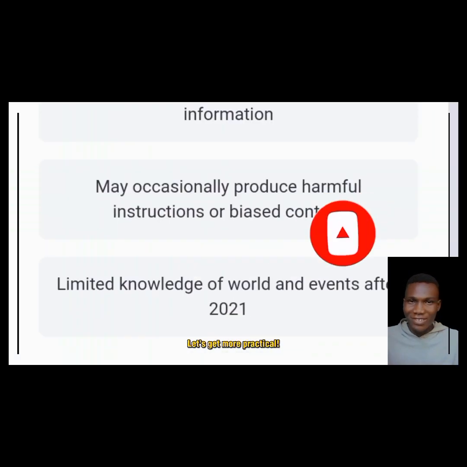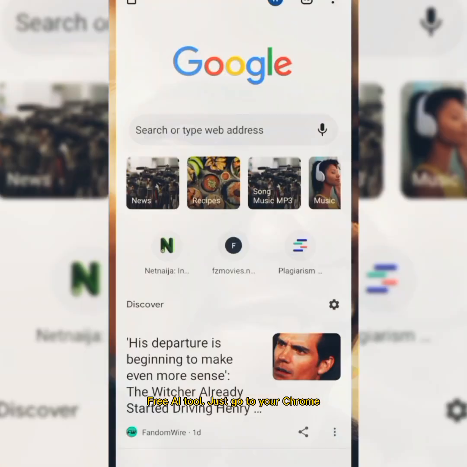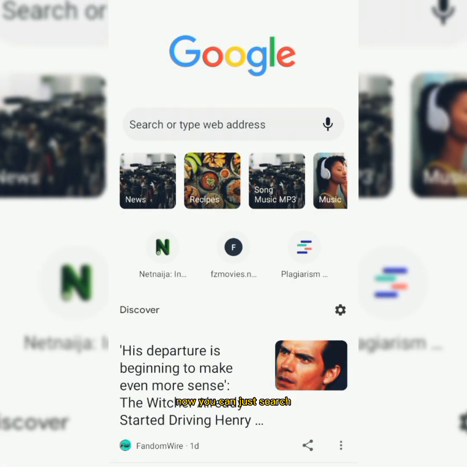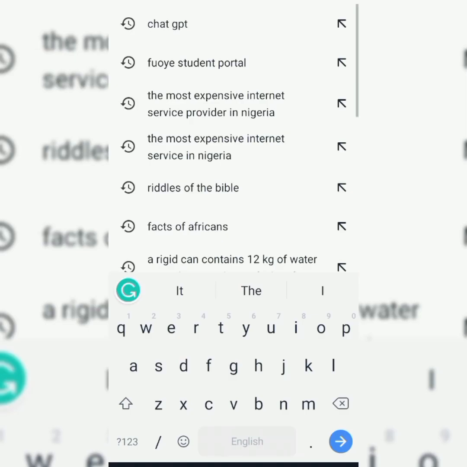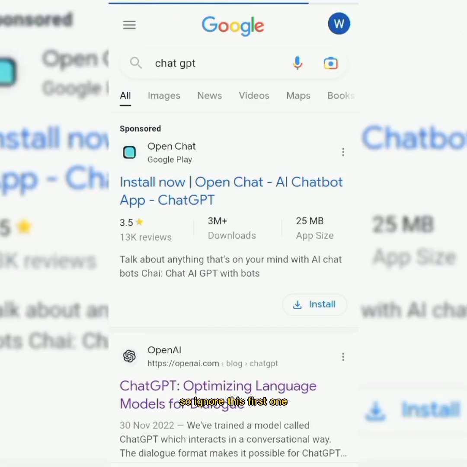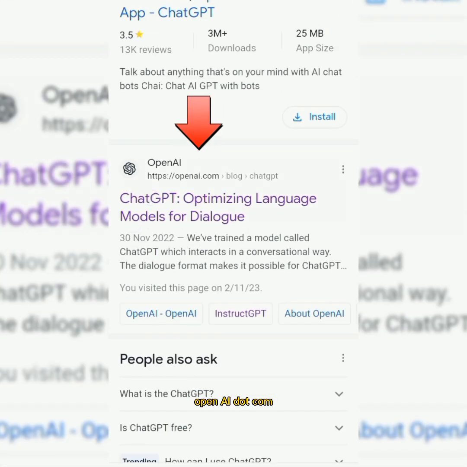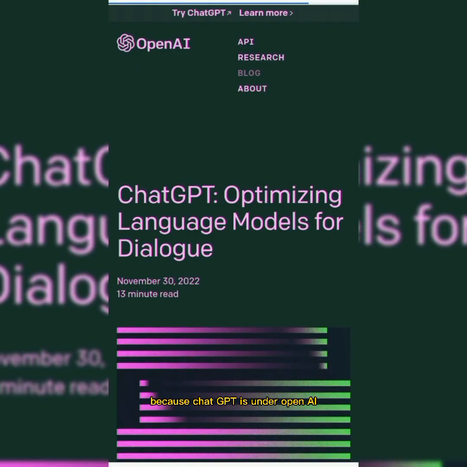Let's get more practical. Now, to use the ChatGPT free AI tool, just go to your Chrome. Now, you can just search ChatGPT. It's just like checking something on Google. So, let's just do the first one. Just go to openai.com. It will take us to the official blog for OpenAI because ChatGPT is under OpenAI.